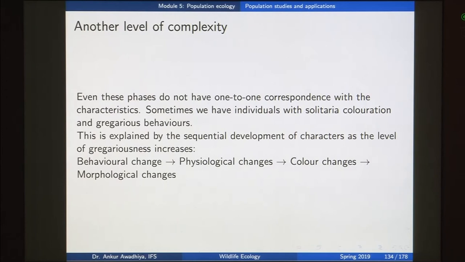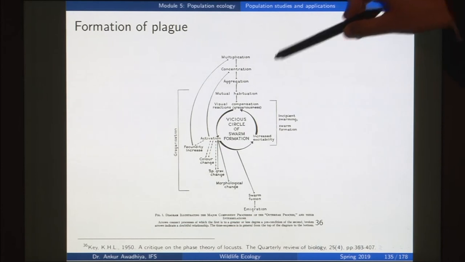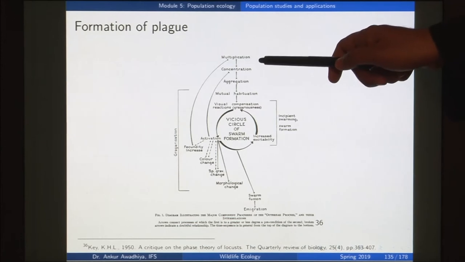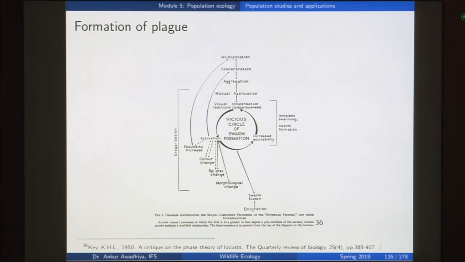So, with this level of understanding, we came to such a figure where we say that there is a very high level of multiplication, so the numbers are increasing. Now, these numbers could be increasing because of any number of factors. If they are having more food or maybe a better climate, then the numbers increase. Whenever there is an increase in the numbers, the concentration of these organisms increases in the area. Now, when you have a higher concentration, most of the larvae tend to go towards the gregarious style.